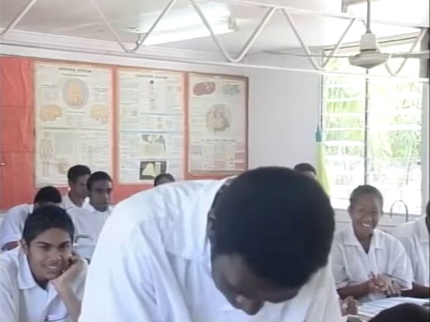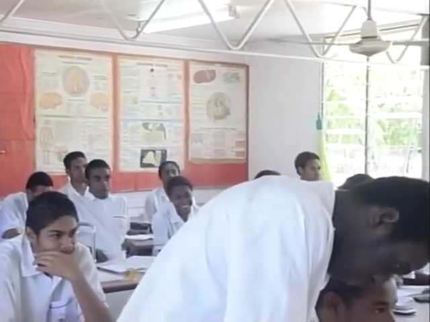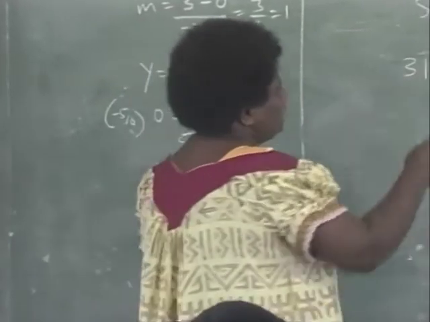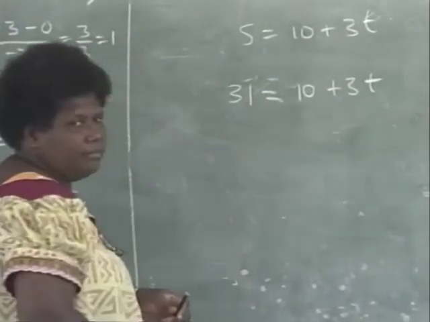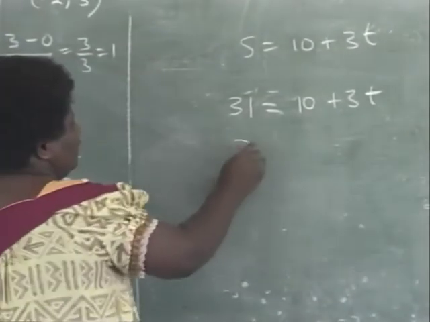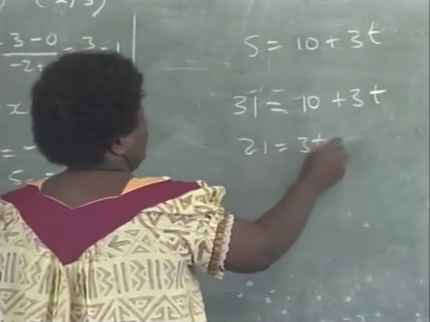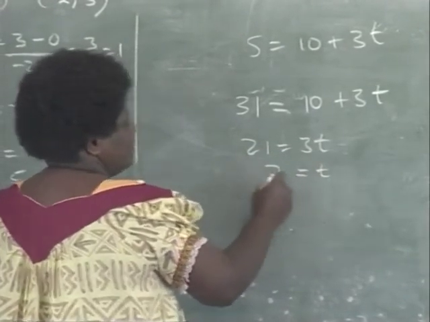Substitute S for the speed, 31 meters per second. You substitute 31 meters per second for S. You get 31 equals 10 plus 3t. Then subtract 10, you get 21 equals 3t, and t equals 7.